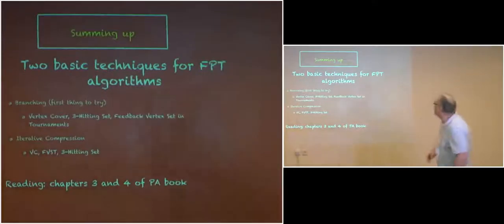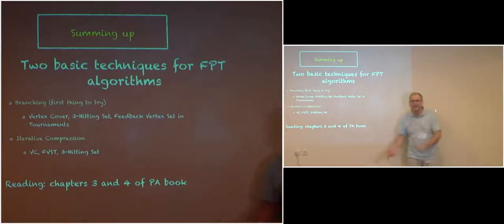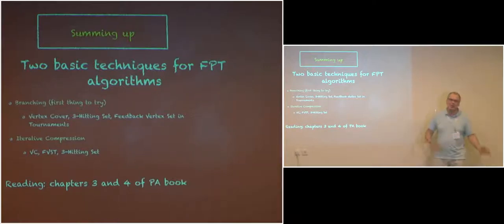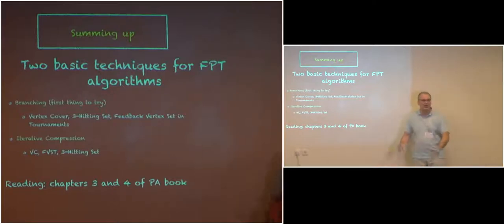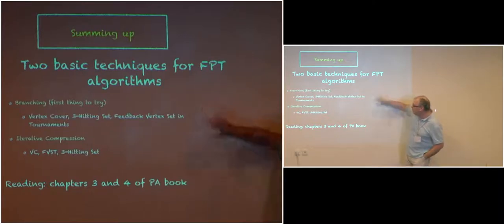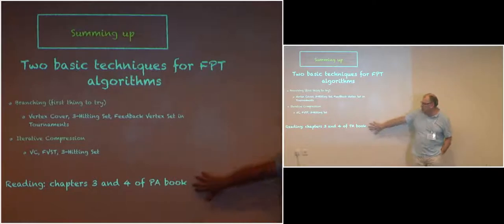So finally, summing up: 2 basic techniques, simple, but really basic. And basically, if you start working on any problem, the best thing to do is just to start from this technique, in my opinion. Some people will say do color coding. Yeah, to me it's more branching. But we will see color coding next also. So branching, and I also gave examples for iterative compression, and if you want to read more, there are chapters 3 and 4 of the parameterized algorithms book, which will be delivered today, right?